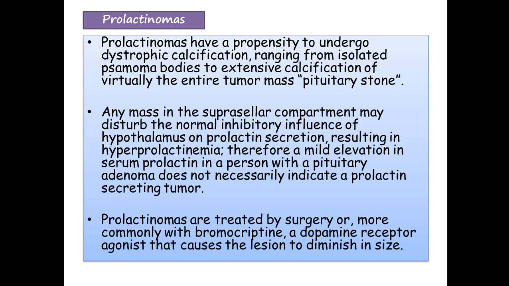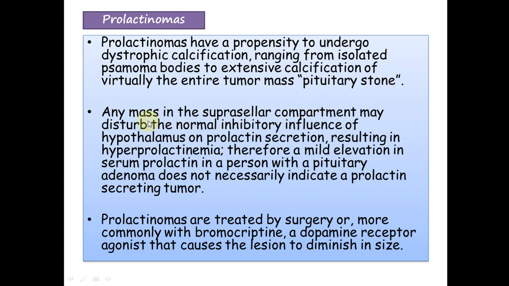Some important points related to the prolactinoma is that prolactinoma may undergo dystrophic calcification. Dystrophic calcification is the abnormal deposition of calcium along with other minerals in areas of tissue necrosis. In this situation, the abnormal deposition of calcium occurs in the anterior pituitary gland, and may be in the form of multiple or isolated psammoma bodies, which are whorled masses of phospholipids and calcium. And sometimes there may be such extensive calcification that the entire pituitary gland is converted into a pituitary stone.